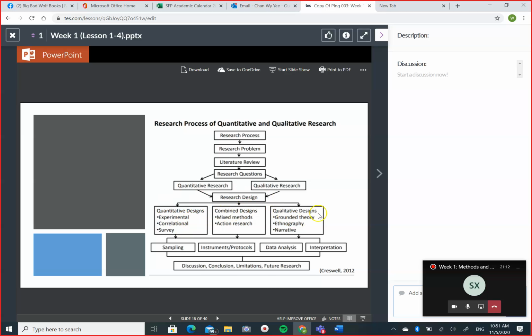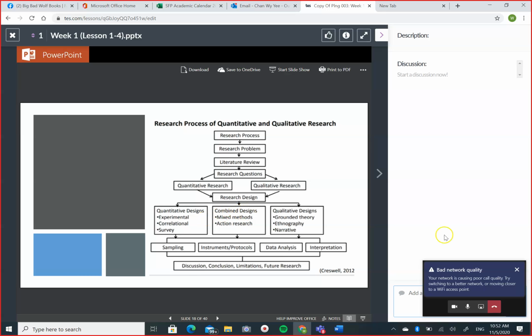So we have 3 main designs. The first design we call quantitative designs. In quantitative designs, we often carry out experiments, like in engineering, biology, and chemistry. They look more into experiments. Then for quantitative we have correlational studies, and then survey. Basically quantitative, as the root word dictates, quantity, is more number-based. You are collecting data in the form of numbers. So this is quantitative.